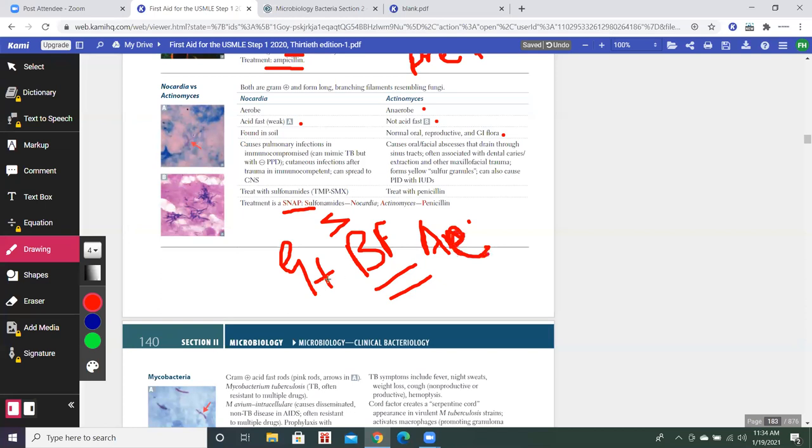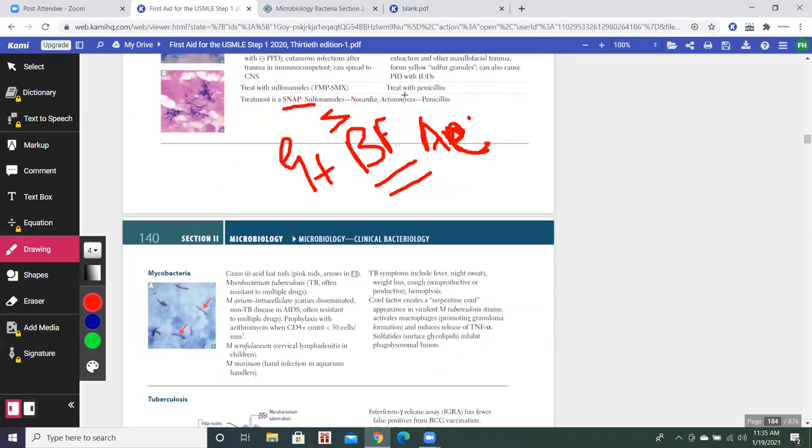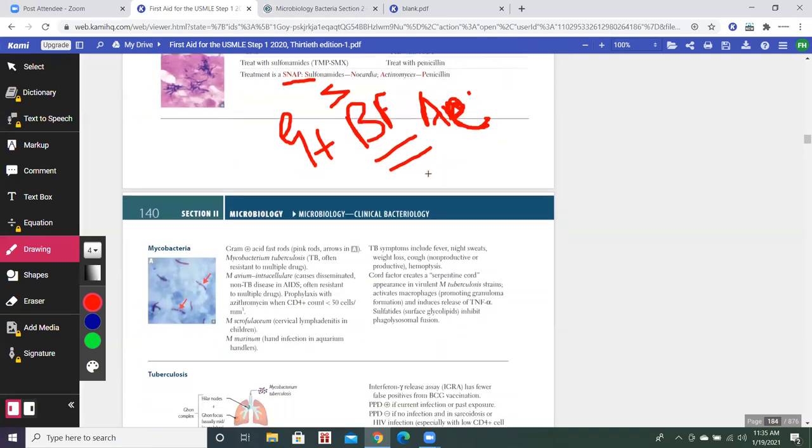My apologies. Gram-positive branching filament, and acid-fast for Nocardia. And for Actinomyces, it's gram-positive branching filament and not acid-fast. They will tell you that for Actinomyces, you have a patient who has an abscess with yellow sulfur granules. If they mention sulfur granules, then it's very indicative of Actinomyces. So that's that. And the treatment is with penicillin.